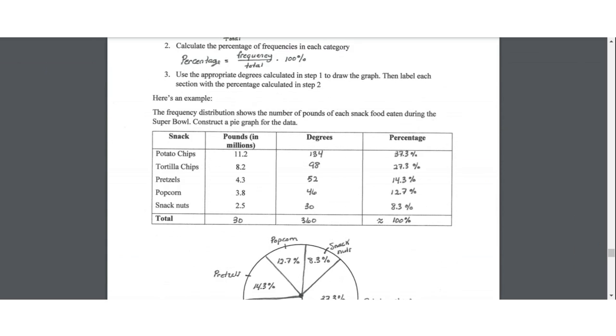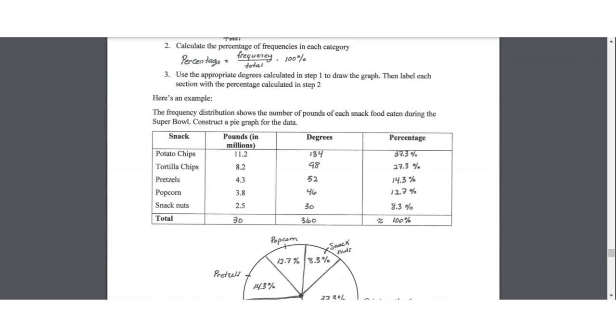Make sense? Cool beans. And then we found the ratio of 4.3 over 30, which is equal to 0.14333. Then to find the percentage, I just multiply that by 100, and I get 14.3%. Have I lost anyone yet? Have I bored you all? Probably. So, next one will be for popcorn.